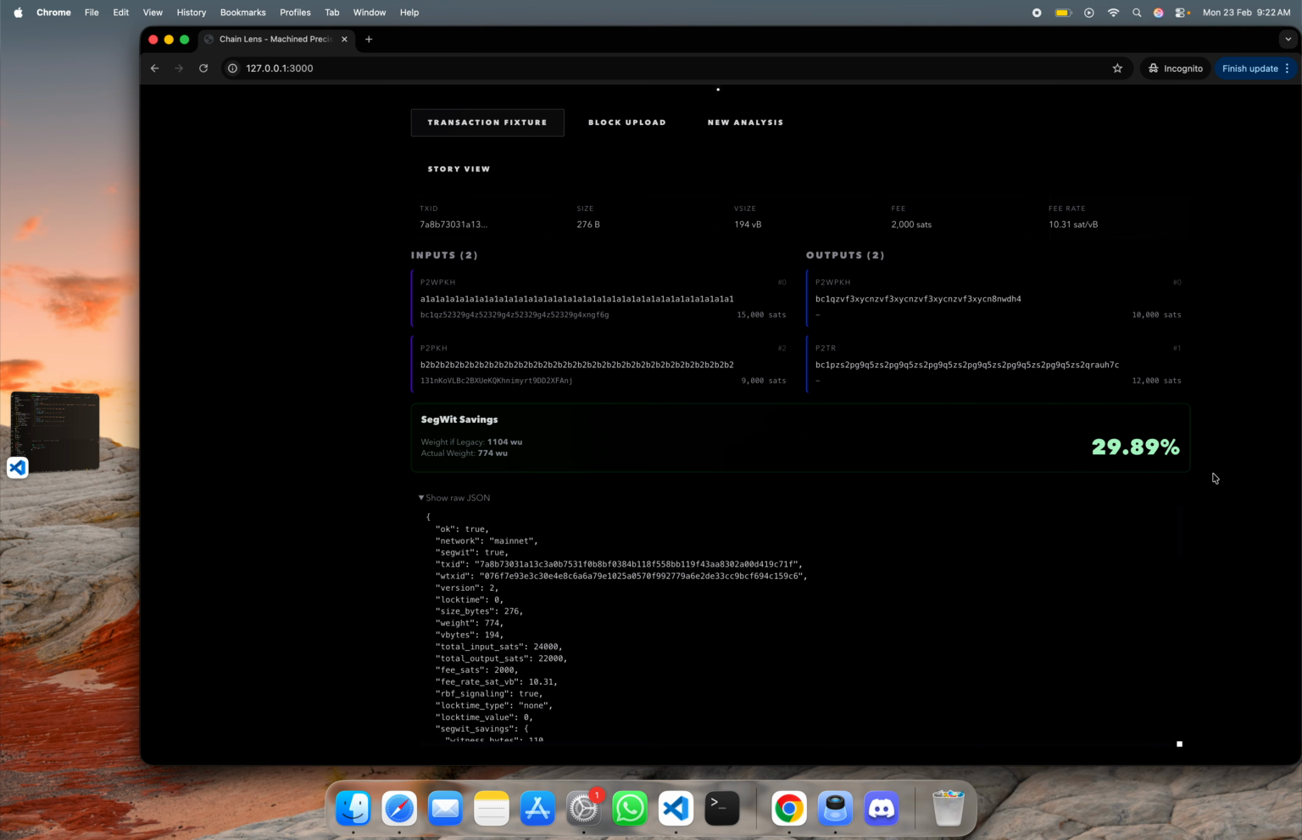Low weight means low vsize, then low fees for the same economic transaction. And here you can see the network is mainnet, a real Bitcoin network. SegWit is true, which means the transaction has witness data.